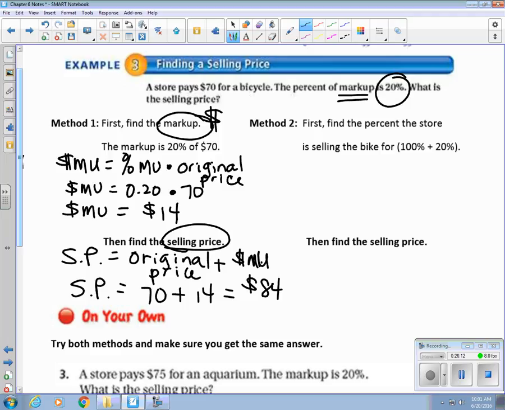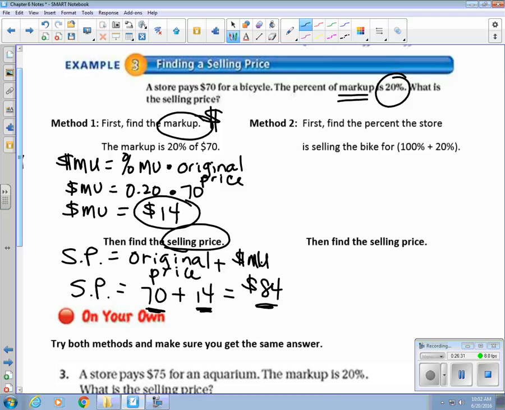All right, so that's one way to do it. You can find out how much money you need to add back to the original price that the store paid. So if you take the amount that the store paid and add how much extra money, then we get a total. And that's what they're going to sell it for.